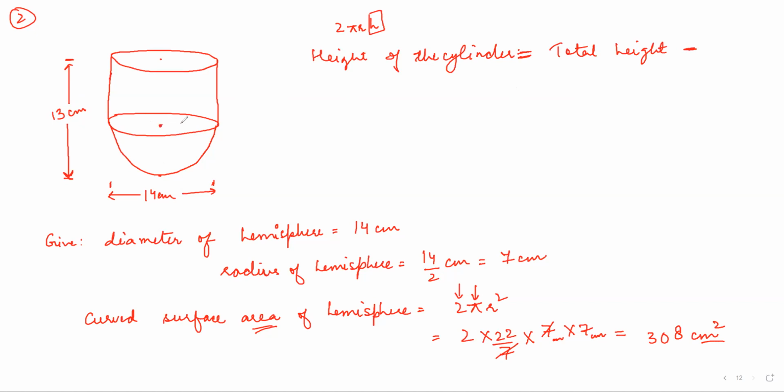Because it's a radius, this is also 7 and this is also 7, isn't it? Because everywhere the radius is the same. So minus the radius of the hemisphere. That gives you 13 centimeter minus 7 centimeter. So how much is it? 6 centimeter.